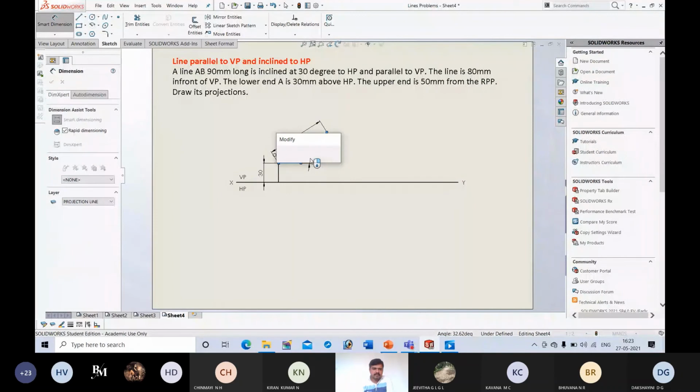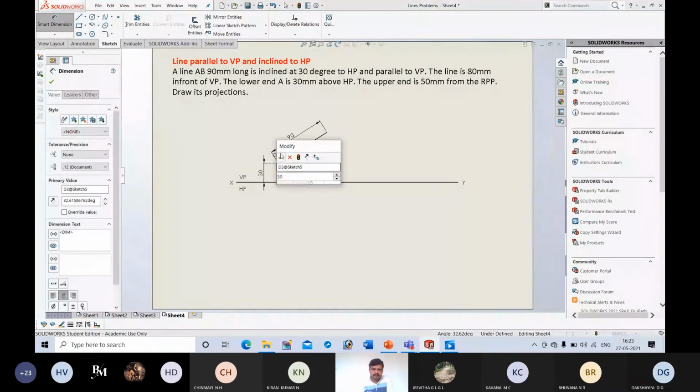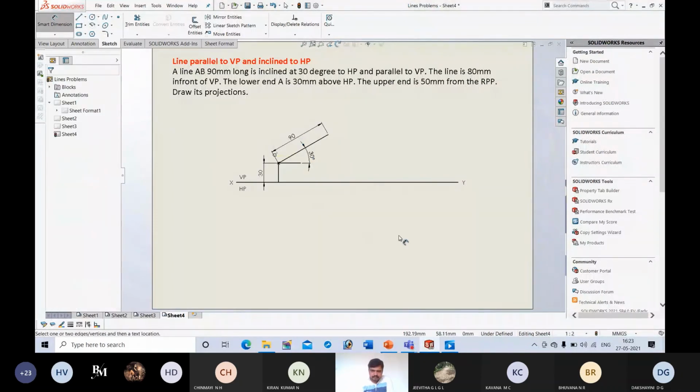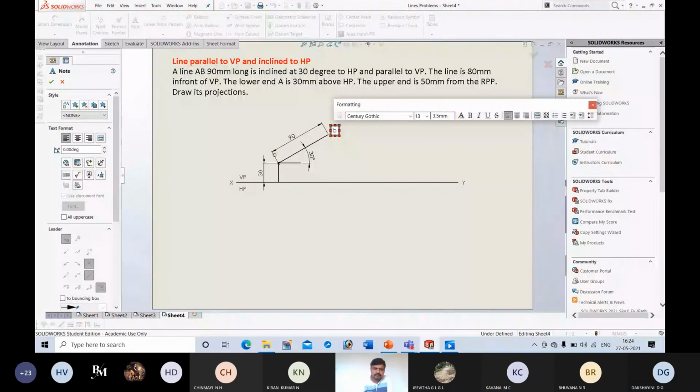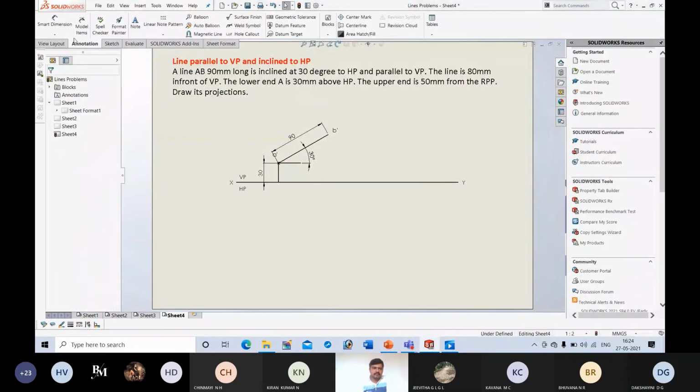This angle is 30. So next, I should name this point. So this is B dash. Okay, so after this, I should locate the points of top view.